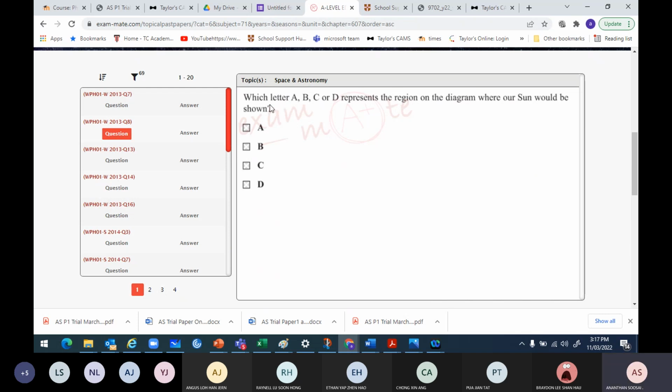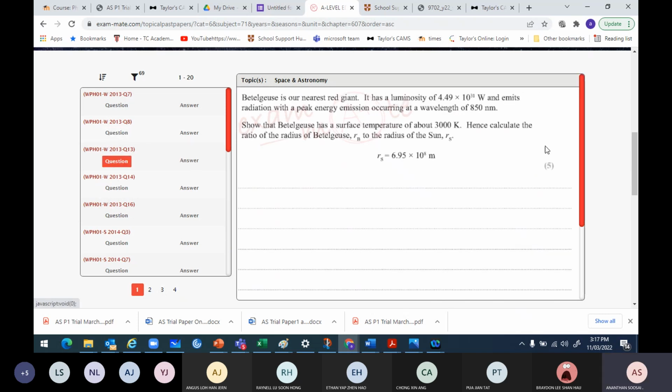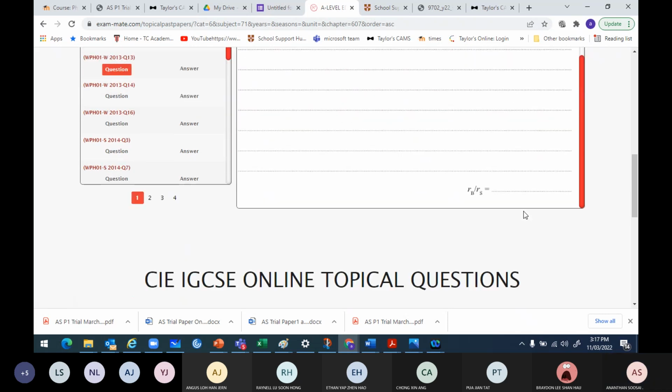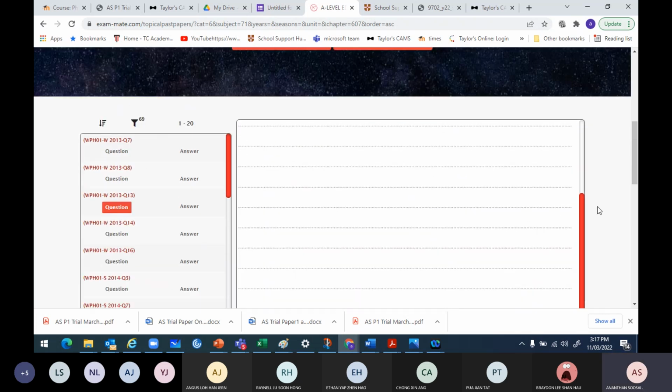Okay. So which letter region of diagram? Oh, this also related to the graph. So we skip this. This could be your question. Okay, well, let's give a try.